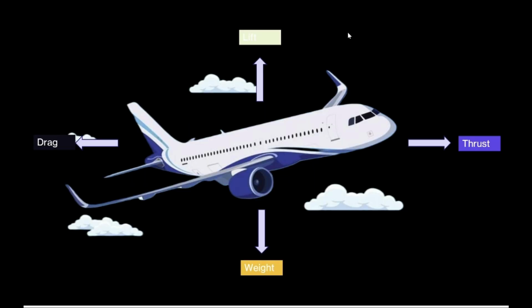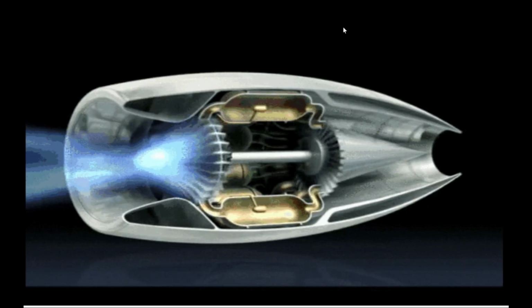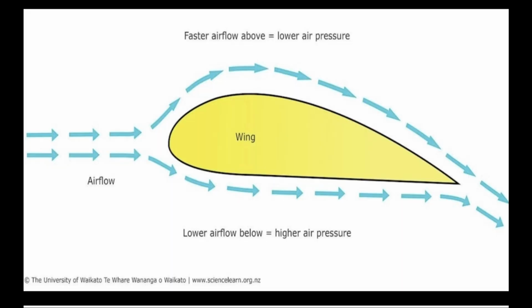So, for lift, the wings of a plane are shaped in a special way called an airfoil. The top of the wing is curved and the bottom is flat. When air flows over the wing, as you can see, it moves faster. But when the air flows at the bottom of the wing, it's slower underneath. And then faster air means lower pressure, slower air means higher pressure. The difference pushes the wing upward, creating lift. Here's a quick demo. Take a strip of paper and blow across the top. See how it rises? That's lift in action.